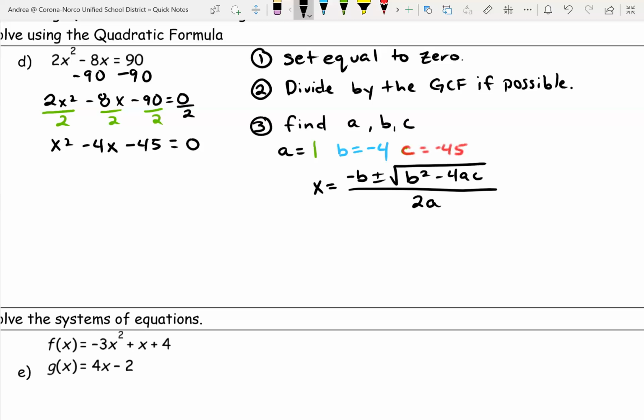Ready? And begin. X equals negative b plus or minus square root b squared minus 4ac all over 2a.